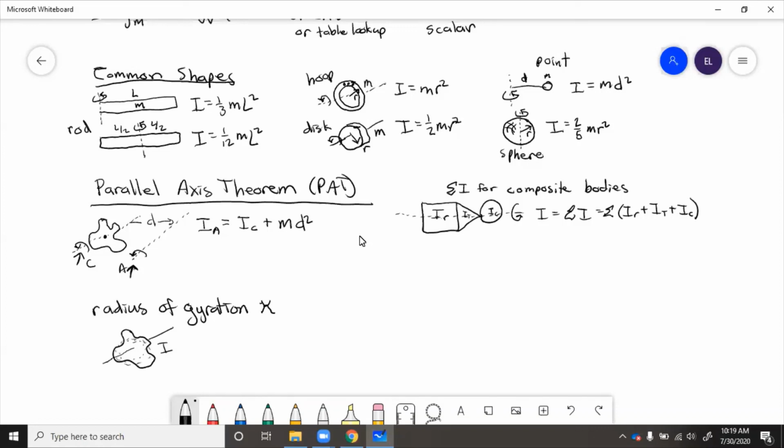So once you find I, you can find its radius of gyration, and this is I equals mk squared. So if you know moment of inertia, then you can get k equals the square root of moment of inertia over the mass. So this is just kind of an equivalent radius if you have something that's a weird shape.